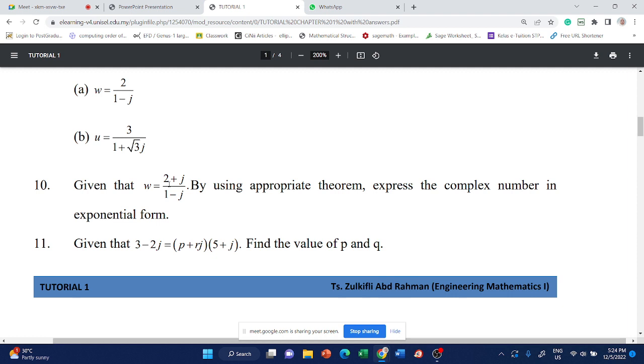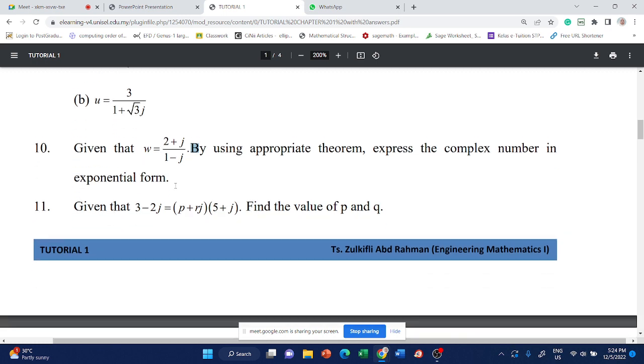Okay, number 10. Given that, okay, so it's similar for number 10. So we have complex number here. But this one, okay, exponential here I haven't taught, which is next class. I'm going to explain exponential form in terms of re something. But you can do lah. Okay, you can see in the notes. Okay, but this one number 10 I'm going to explain later.